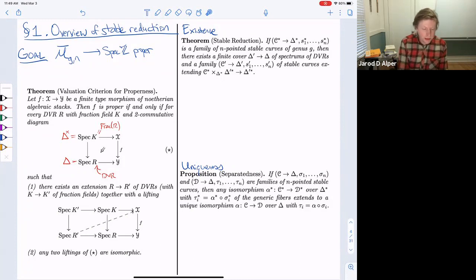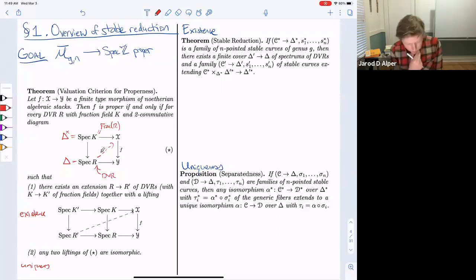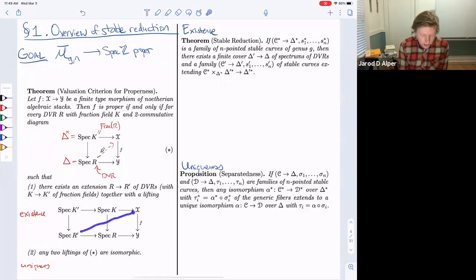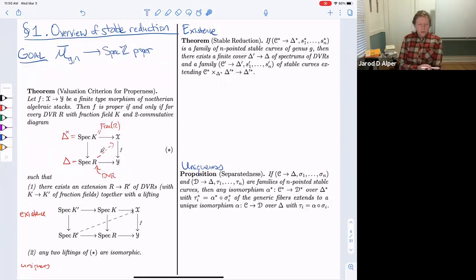Right. Okay. And then there are two conditions that you need: the existence, which is 1, and then the uniqueness. For the existence, you want to find an extension, but because of the stacky phenomenon here, you have to allow for extensions of the DVR. To show existence, you need to show that there's some field extension K to K prime inducing an extension of DVRs and a dotted arrow filling in that diagram. And the uniqueness can be stated in terms of this original diagram: if you have two ways to fill it in, then those two families of objects over Spec R are isomorphic.